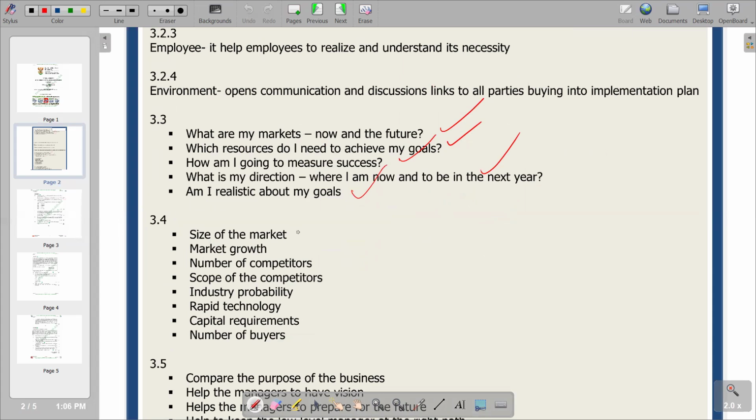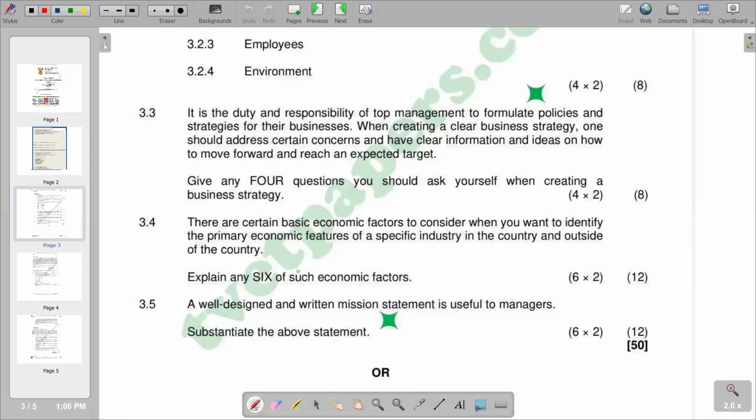That is important. The market growth: what is the market growth that characterizes that specific industry? The number of competitors that are inside can also tell us how big it is. Scope of the competitors, industry profitability, rapid technology, capital requirements, and number of buyers. All those can be used obviously to identify specific industries. So that's what we have in the question. Obviously it requires 6 of them, as indicated in the question.